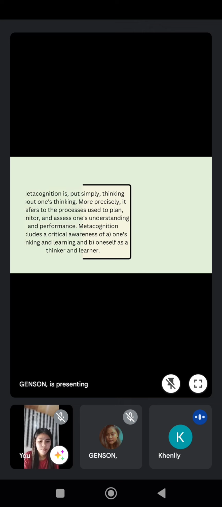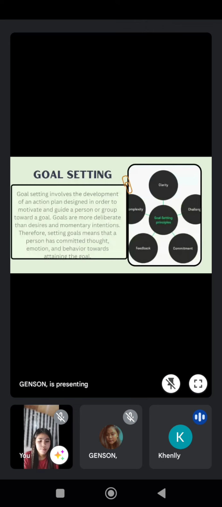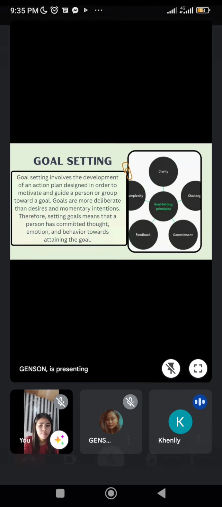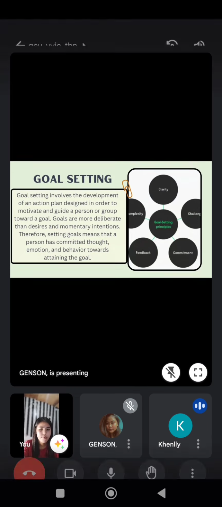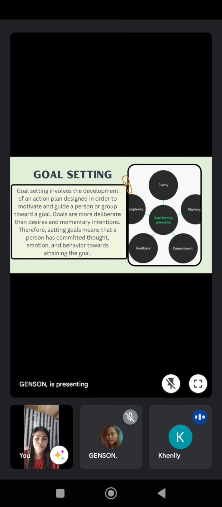Next. Goal setting. Goal setting involves the development of an action plan designed to motivate and guide a person or group toward a goal. Goals are more deliberate than desires and momentary intentions. Therefore, setting goals means that a person has committed thought, emotion, and behavior towards attaining the goal.